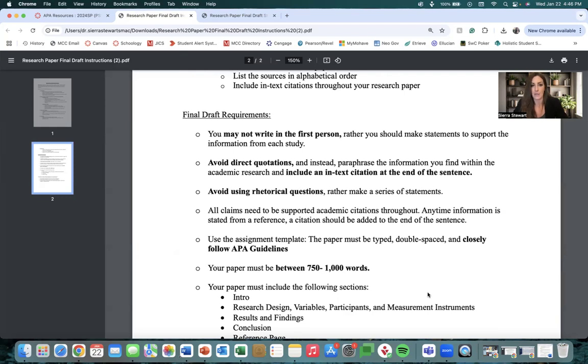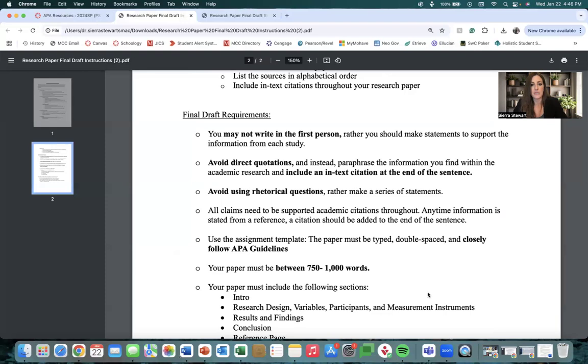So again, anytime that you state something from a reference, you have to have a citation at the end of the sentences. Remember, almost every single sentence should have a citation at the back end of it, unless it's something that you're just stating or that's known by everyone, like the sky is blue. You wouldn't need a reference for that because everyone knows. But if something is specific to your articles, you would need that.